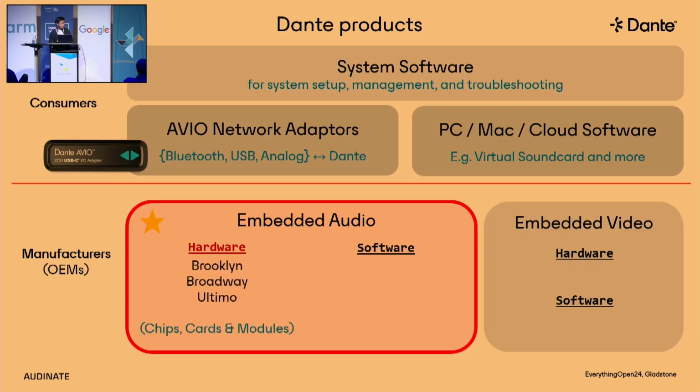So for hardware, there's three main platforms: the Brooklyn, Broadway, and Ultimo. So these are basically chips, cards, and modules that we would sell to OEMs, and they will basically build products such as mixers and microphone systems and speakers on top of it.